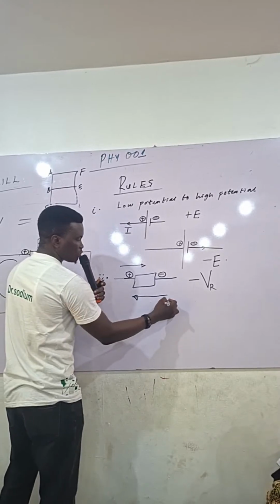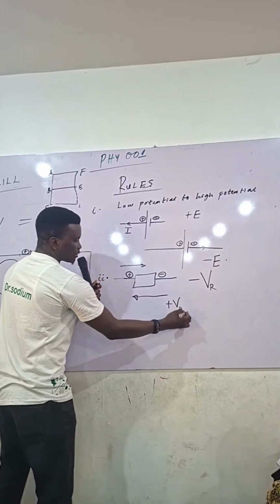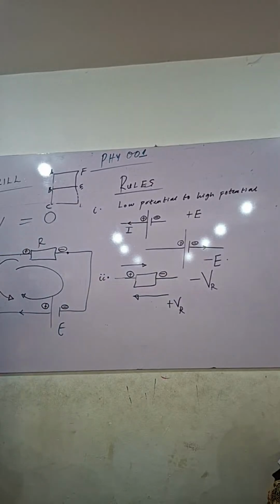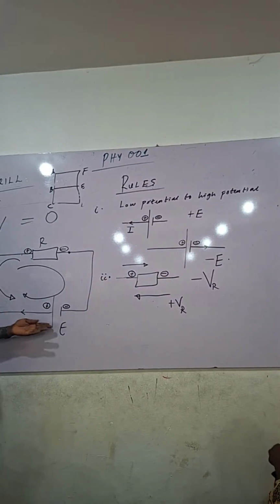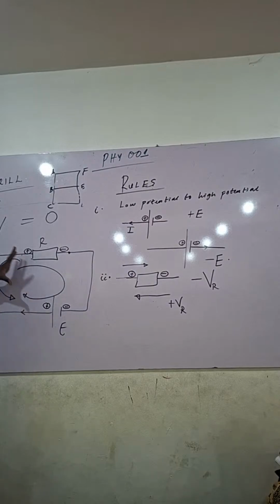So you're going to have positive V sub R. Those are the rules. Then when you now have more than one battery, you will see that soon. That was like what I did yesterday. So for this now, let's do it for the two loops. Then I'll give you a basic example analogy again.